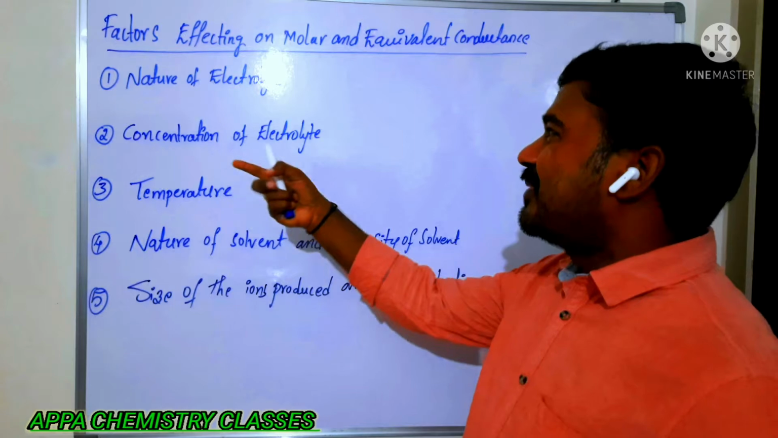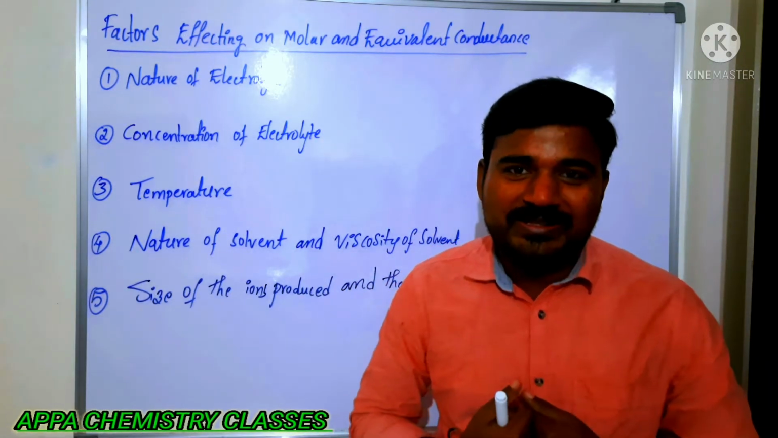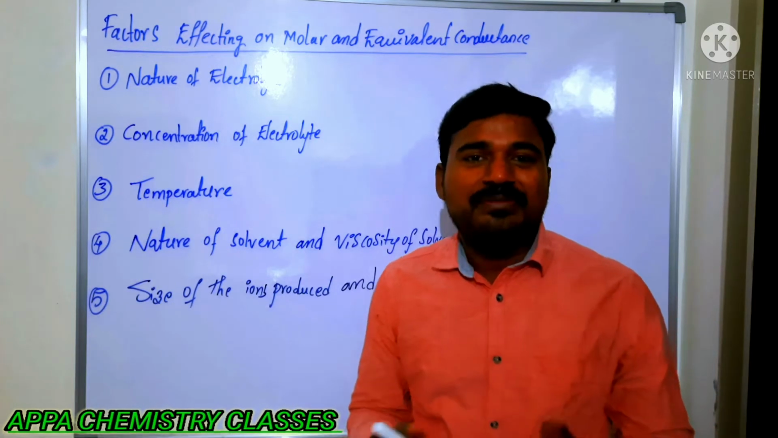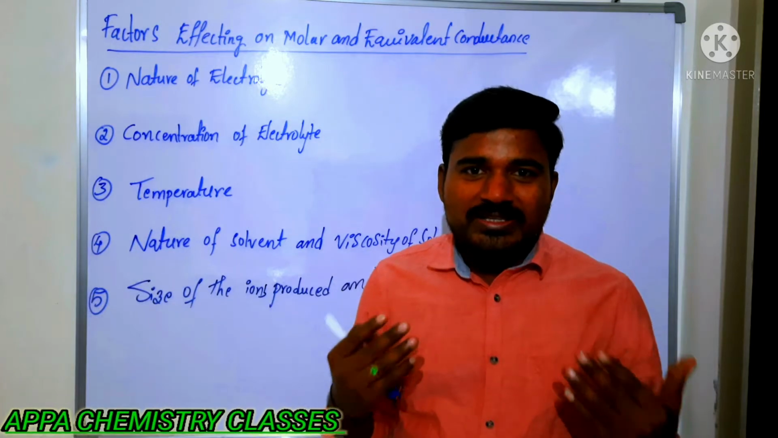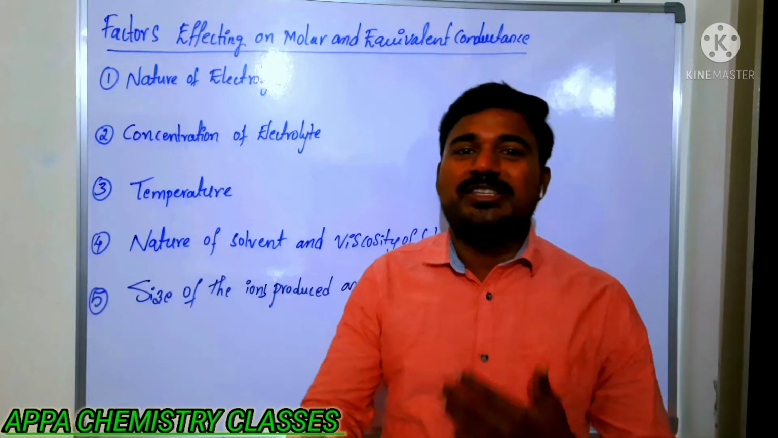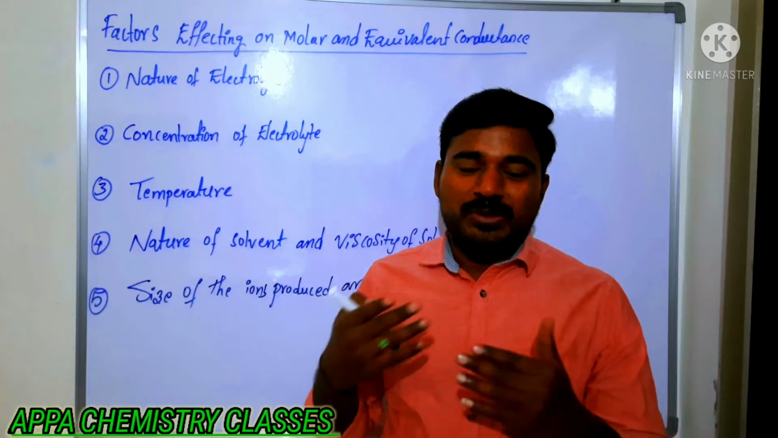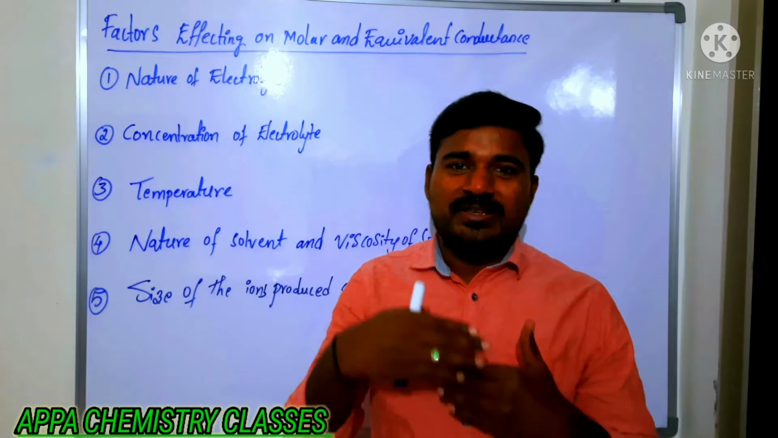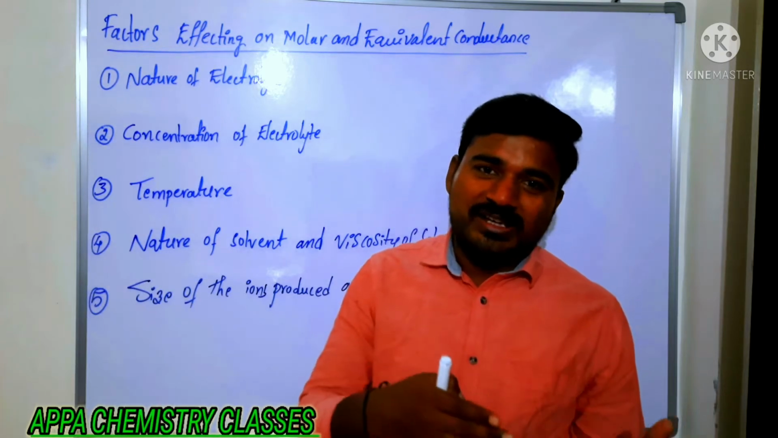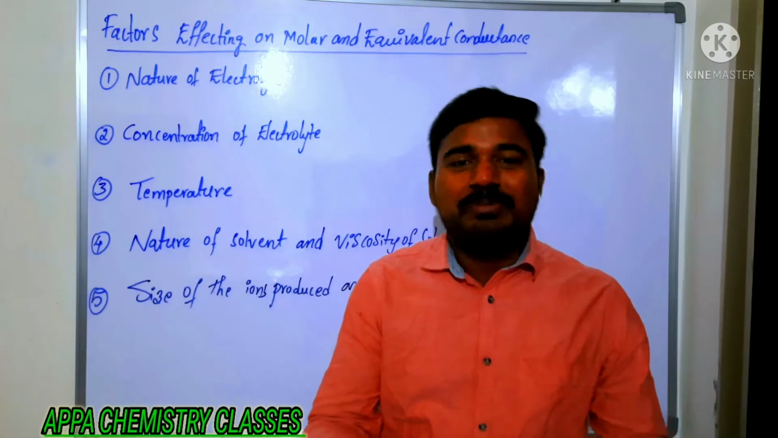Now our today's topic is factors affecting molar and equivalent conductance. In part 3 of electrochemistry, we discussed the types of conductance and how they vary with concentration. Upon dilution, which conductance increases and which decreases. With related problems, we also saw the relation between specific conductance, molar conductance and molarity, and between specific conductance, normality and equivalent conductance.